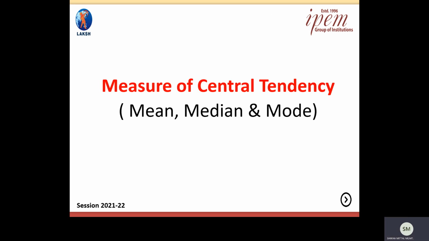Now, these are the two tools, measure of central tendency and measure of dispersion. So, we will start with them one by one. The first one is measure of central tendency. There are three methods to measure the central tendency. But before that, what is measure of central tendency?